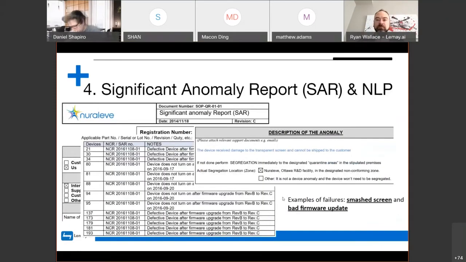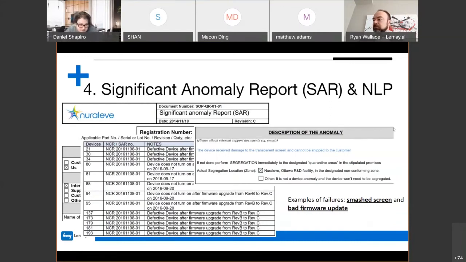And so here we're looking at another data factor that's pretty common, called an anomaly report. The maintainer says, hey, this thing went wrong. These two examples that I put here on the slides are a smashed screen and a bad firmware update. You can see that multiple devices are affected, and you've got some text-based notes here. And so you can use NLP to create features that you can use in your predictor.